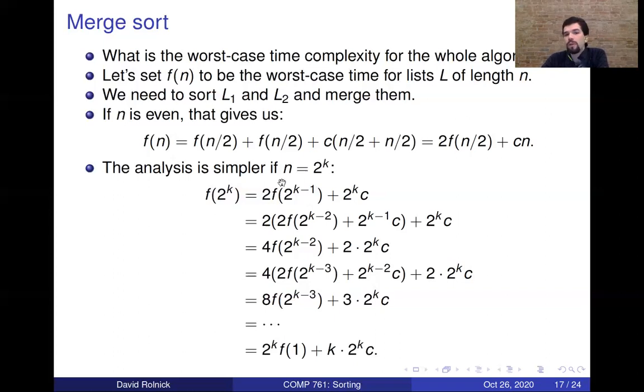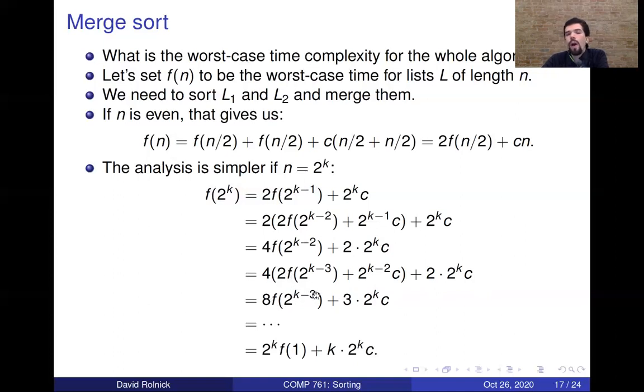Now we can apply our formula recursively again to f of 2 to the k minus 2. And here we get 2 times f of 2 to the k minus 3 here, plus now 2 to the k minus 2 c. And then again, we have this term, which is still just hanging out outside. And now we multiply by 4, and we get another 2 to the k c here. So that becomes 3 times 2 to the k c here. And here we have 8 times f of 2 to the k minus 3.